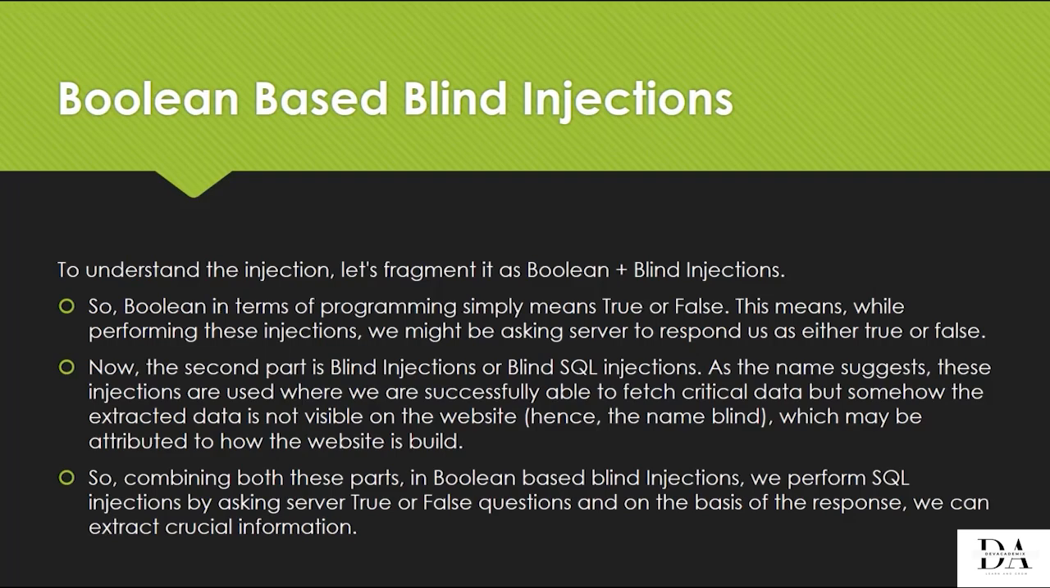And the second part is blind injection. These injections are used where we are successfully able to fetch critical data, but somehow the extracted data is not visible on the website, which may be attributed to how the website is built. So if we combine both of these parts, that becomes Boolean-based blind injections. So let's see how we can inject by asking the server a true or false question, and on the basis of the response we can extract crucial information.